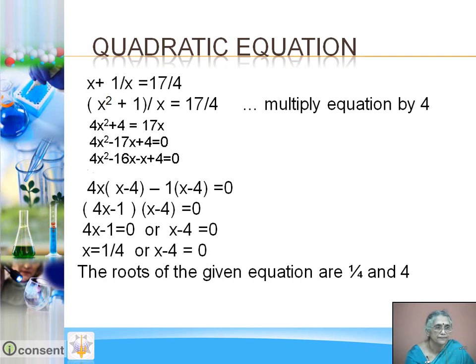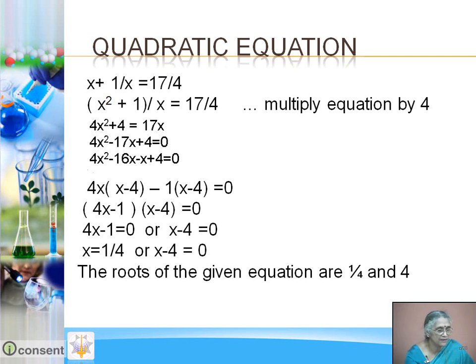Now we'll split the middle term. Product must be 16x square and addition is 17x with negative sign. So we write 17x as minus 16x and minus x. So the equation is 4x square minus 16x minus x plus 4 is equal to 0. So 4x into (x minus 4) minus 1 into (x minus 4) is equal to 0.